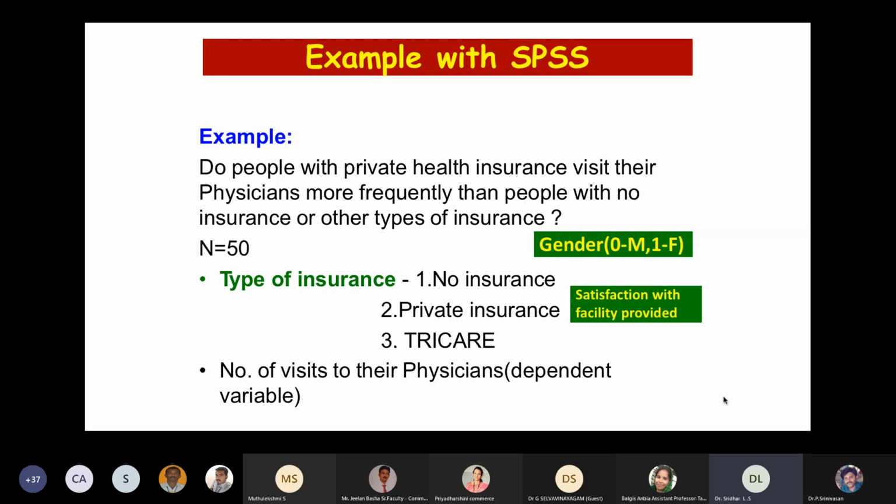We proposed something like gender, satisfaction with the facility provided, and number of visits. When you keep adding more dependent variables, it gets harder, because generally y equals a plus bx, and you can add more x variables: y equals a plus b1x1, b2x2. Likewise, you can add a number of independent variables, but when it comes to dependent variables, it is very difficult to narrate or establish equations. That is the idea. So when you propose too many dependent variables, it is very difficult.